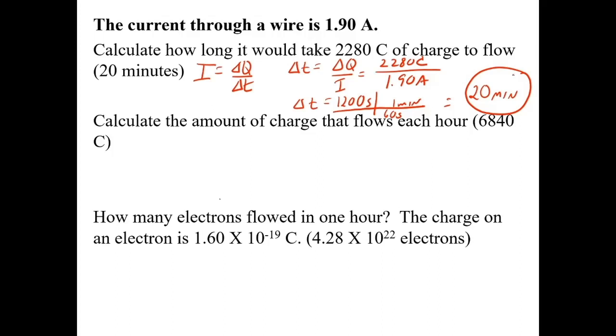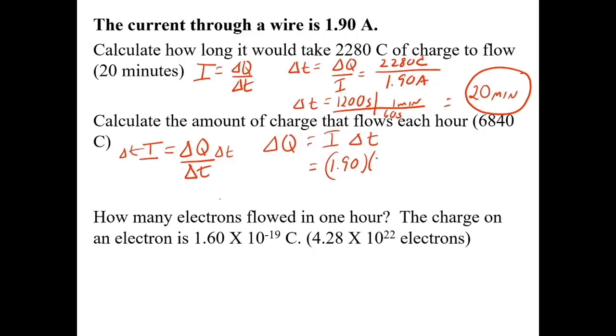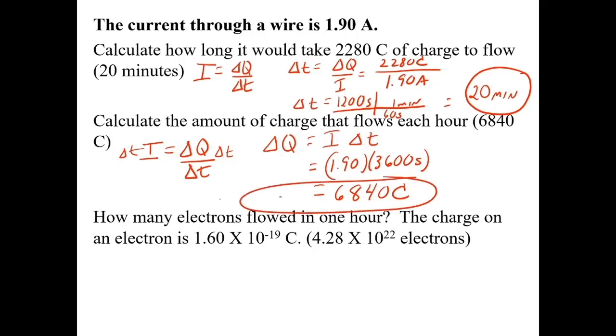Now we might also be interested in how much charge flows each hour. So I is delta Q over delta T. And we want the Q. We're not always solving for Q, but I think we've seen that a couple times today. So multiply both sides by delta T. Current was 1.9. We have to be in seconds, 3,600 seconds. And that gives 6840 coulombs. That's the change in charge.